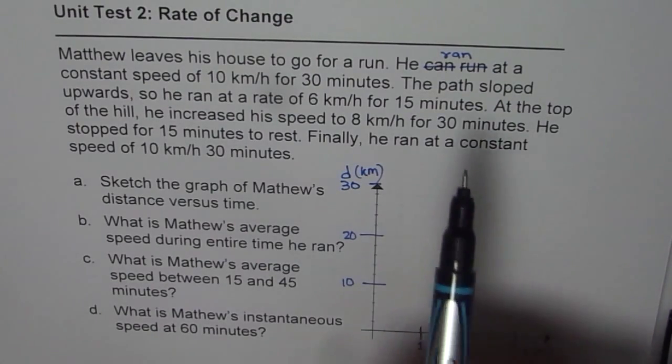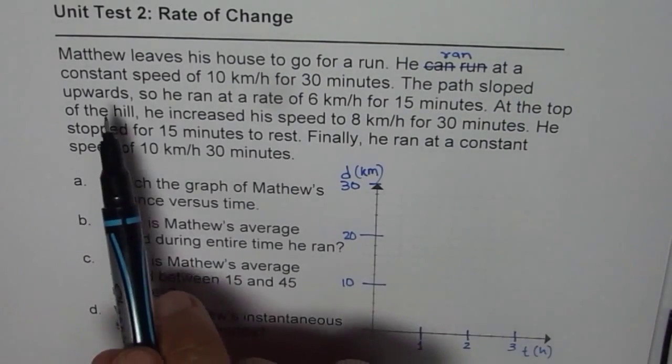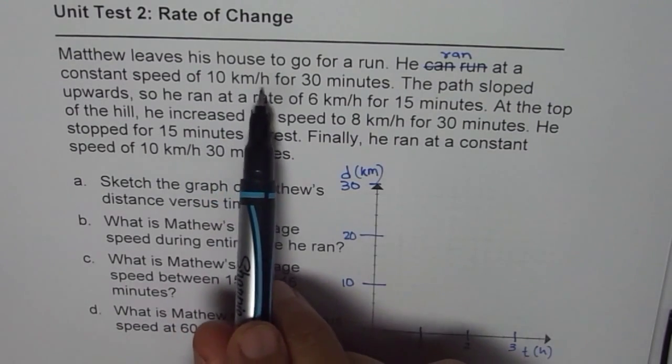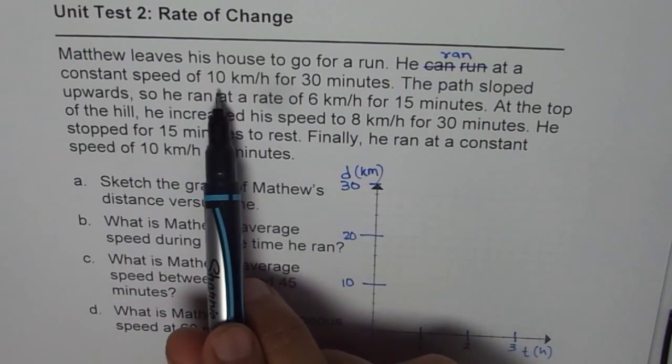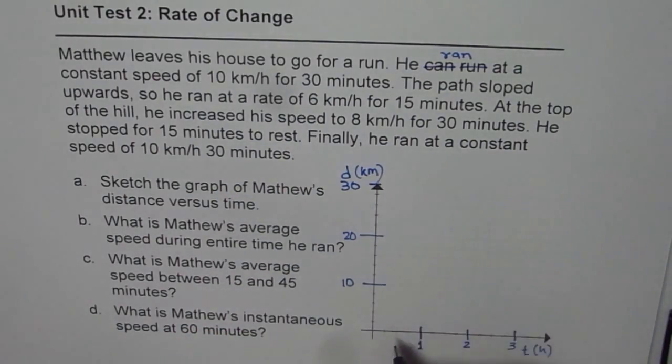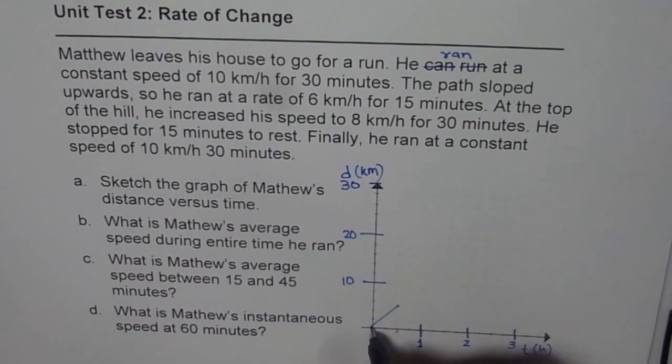So the first, he ran at a constant speed of 10 kilometers per hour for 30 minutes. So it is 10 kilometers an hour, so in half an hour it's going to be 5 kilometers. So in the first 30 minutes he ran 5 kilometers. So 30 minutes is here, and 5 kilometers, 2, 4, 6, so in between. So we are starting with a point in between. There it is, right? So this is the first lap. So it goes from 0 to 5.